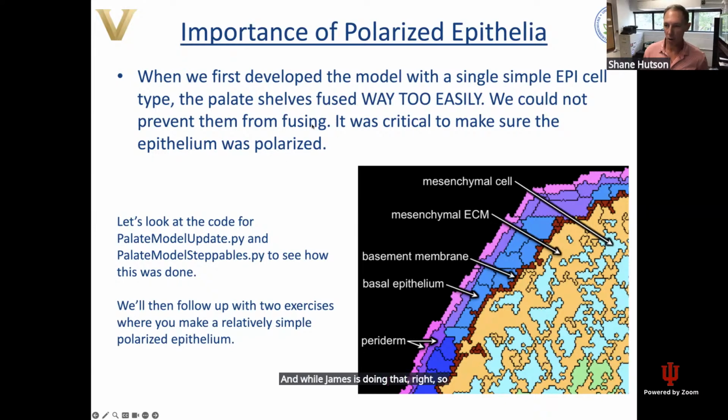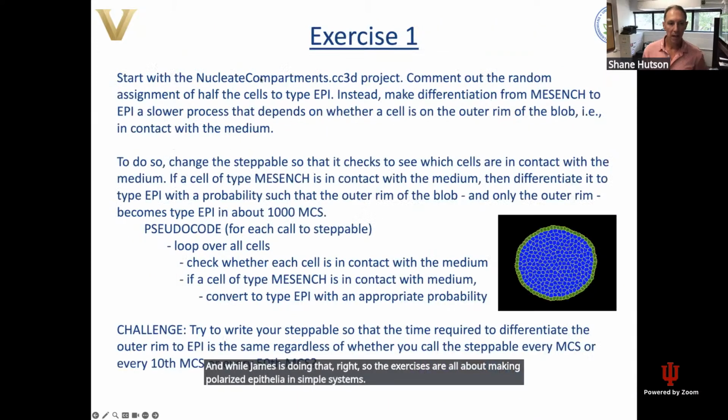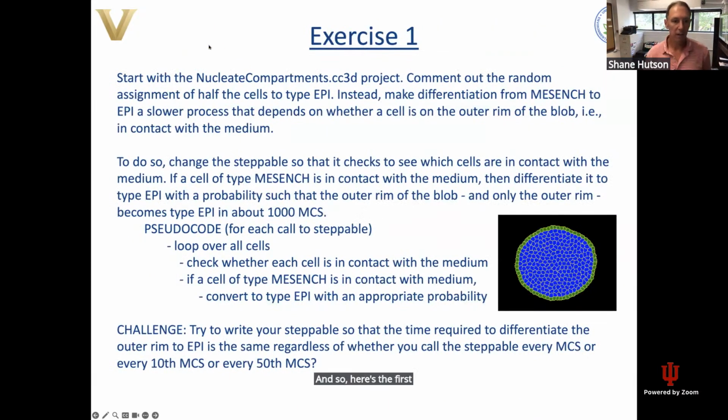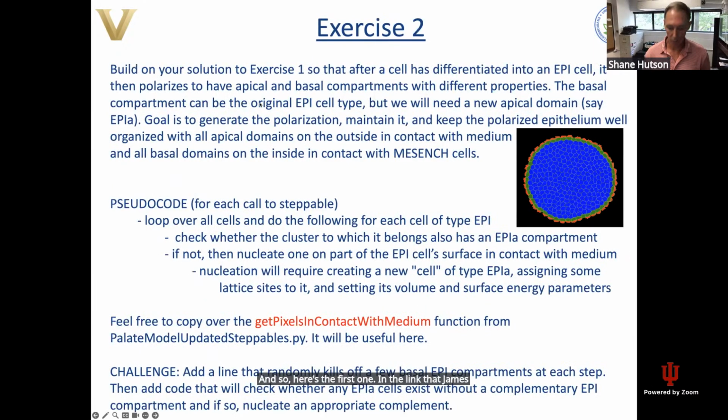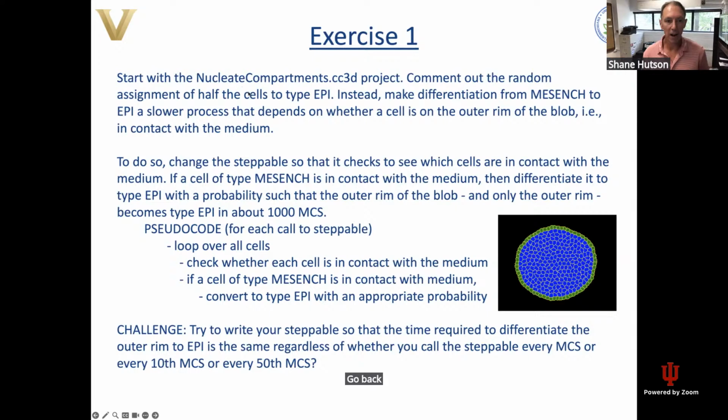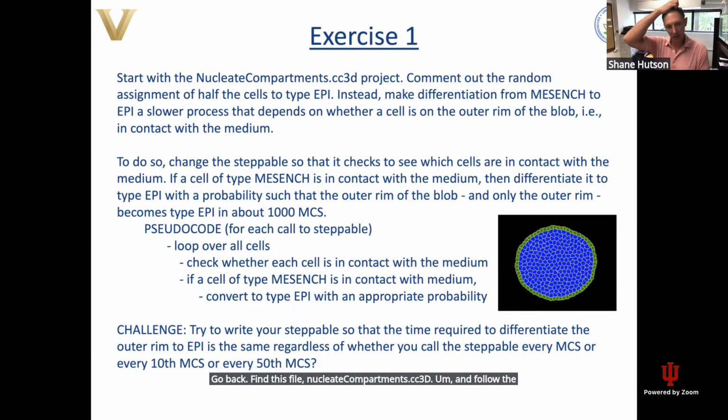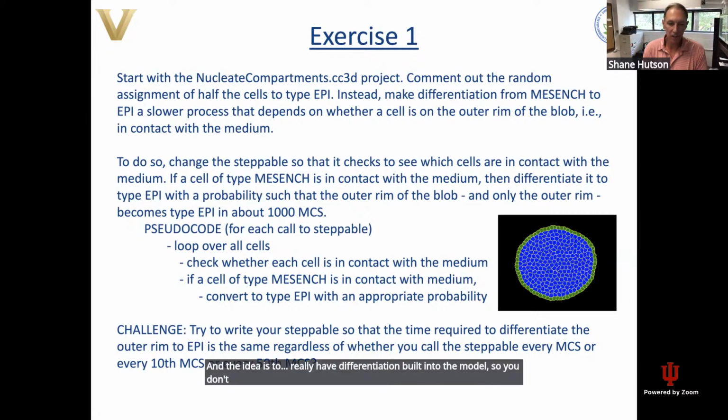The exercises are all about making polarized epithelia in simple systems. And so here's the first one. In the link that James is going to post, go back, find this file, nucleatecompartments.cc3d, and follow the instructions here. The idea is to really have differentiation built into the model. So you don't have to specify all the cells and where they go to begin with, but the cells that go to the outside of the patch then differentiate into epithelial cells, right?